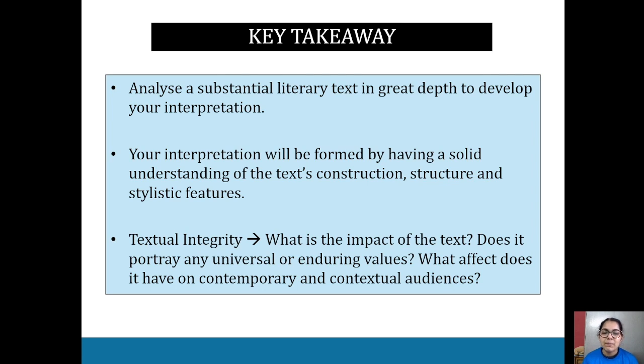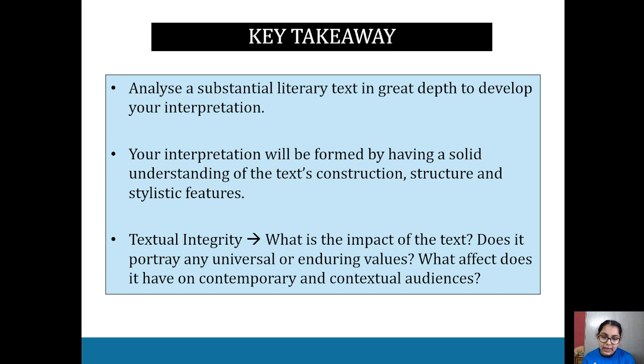Your interpretation, now remember, will be formed by having a solid understanding of the text's construction, its structure, and its stylistic features. So you're looking at how it is constructed, what the structure of the text is, the form, and then the stylistic features. And the stylistic features will have a lot to do with the context. Like with Jane Austen, one of the texts is Emma. It's written in the 18th, 19th century, right? So it captures that tension between romanticism and enlightenment. So you see stylistic features that capture that tension between the changing context.